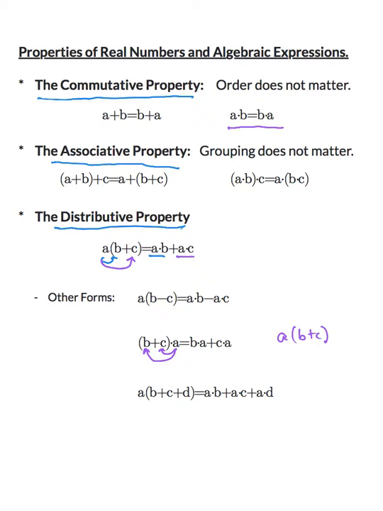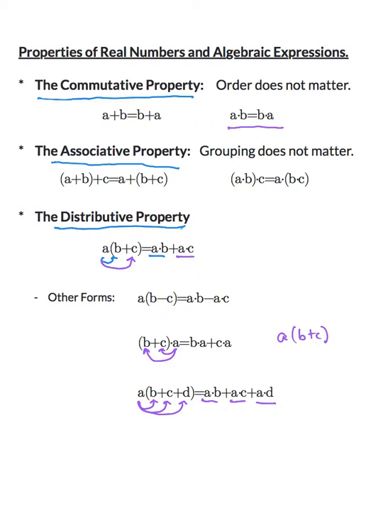The last one that you can have is more than two terms inside the parentheses. And just like the other ones, again, we want to multiply everything inside the parentheses by whatever is outside the parentheses. So you get AB plus AC plus AD. So we're going to play around with the distributive property to start off with and see what we can do with this.